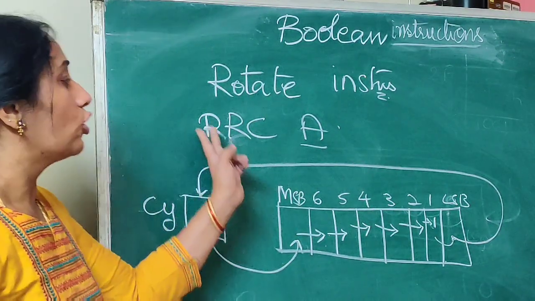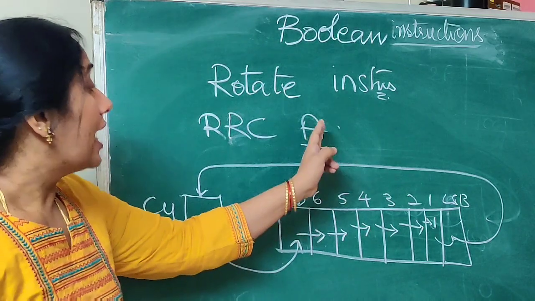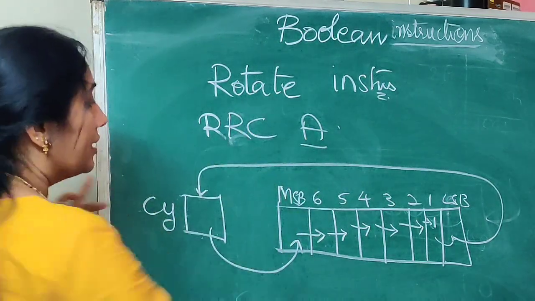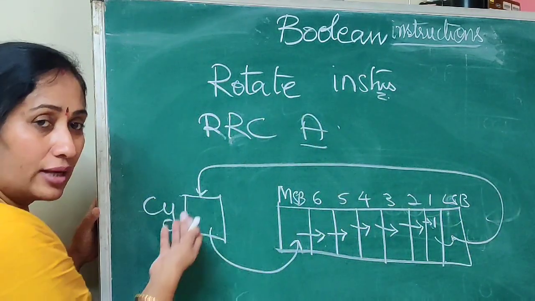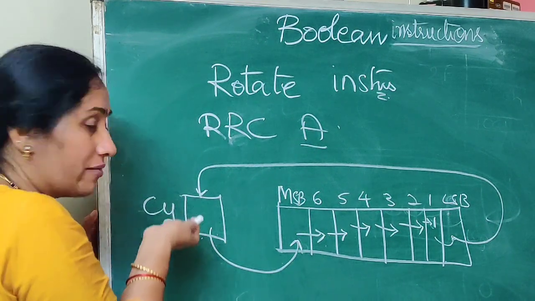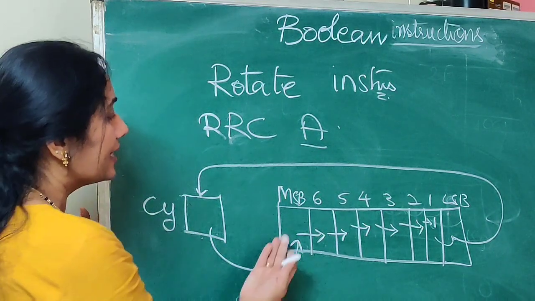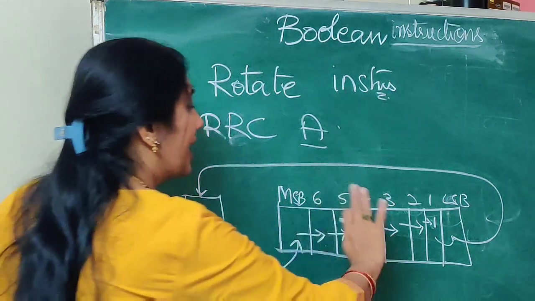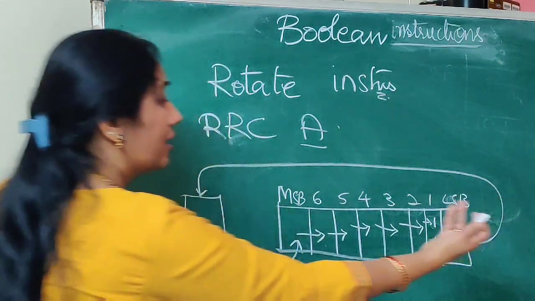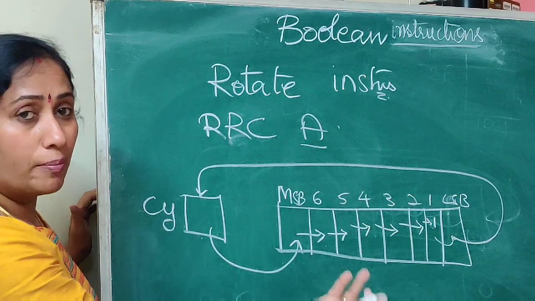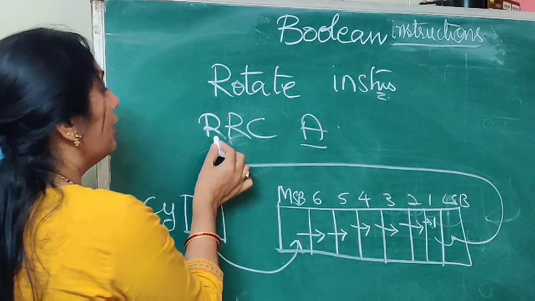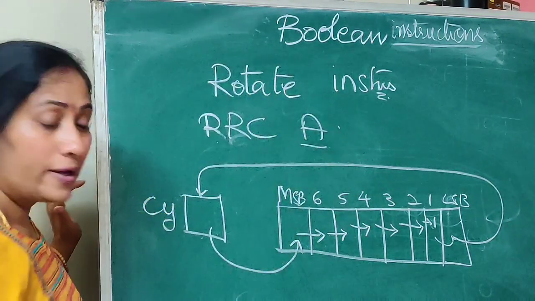So what's going to happen in the rotate right the accumulator through carry? The LSB bit is coming to the carry flag status. And whatever is there in the carry flag, that is getting moved to the MSB bit, and likewise all the bits are going to get moved to the next lower bit position. So this is going to be the rotate right the accumulator through the carry.